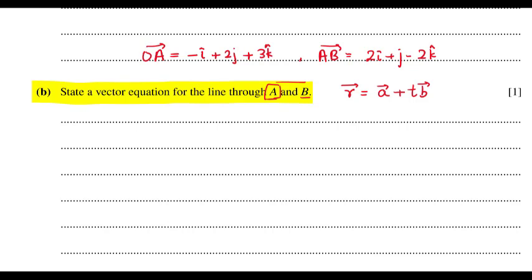Since we have a point on the line and the direction vector, the vector equation of the line through A and B is r equals -i cap plus 2j cap plus 3k cap plus lambda, or t, times (2i cap plus j cap minus 2k cap). So that's the vector equation of the line through A and B.